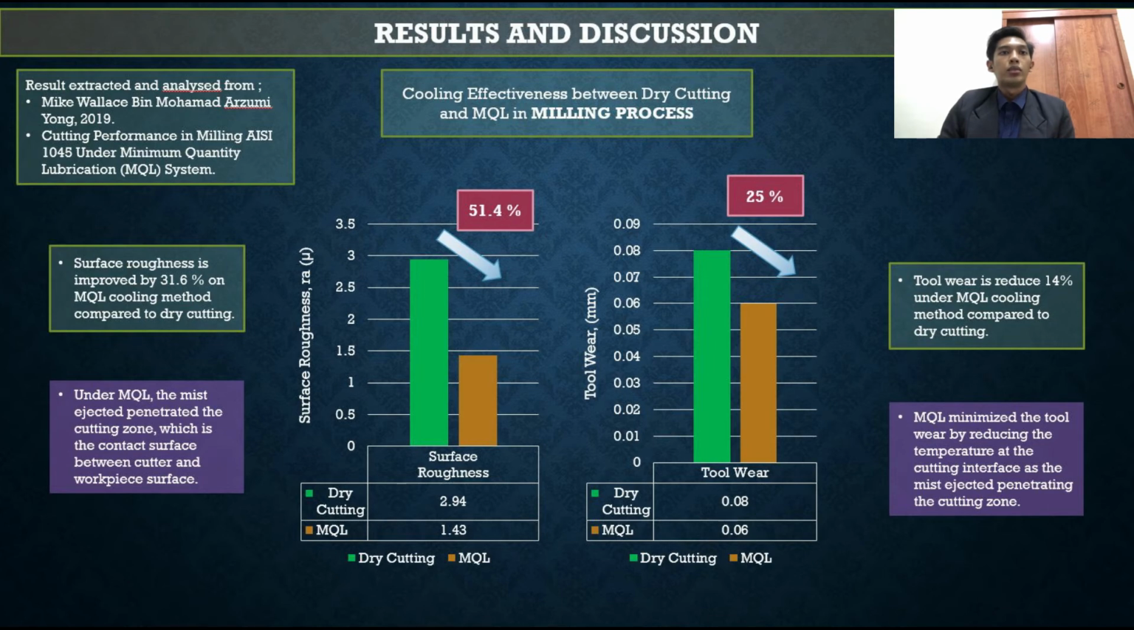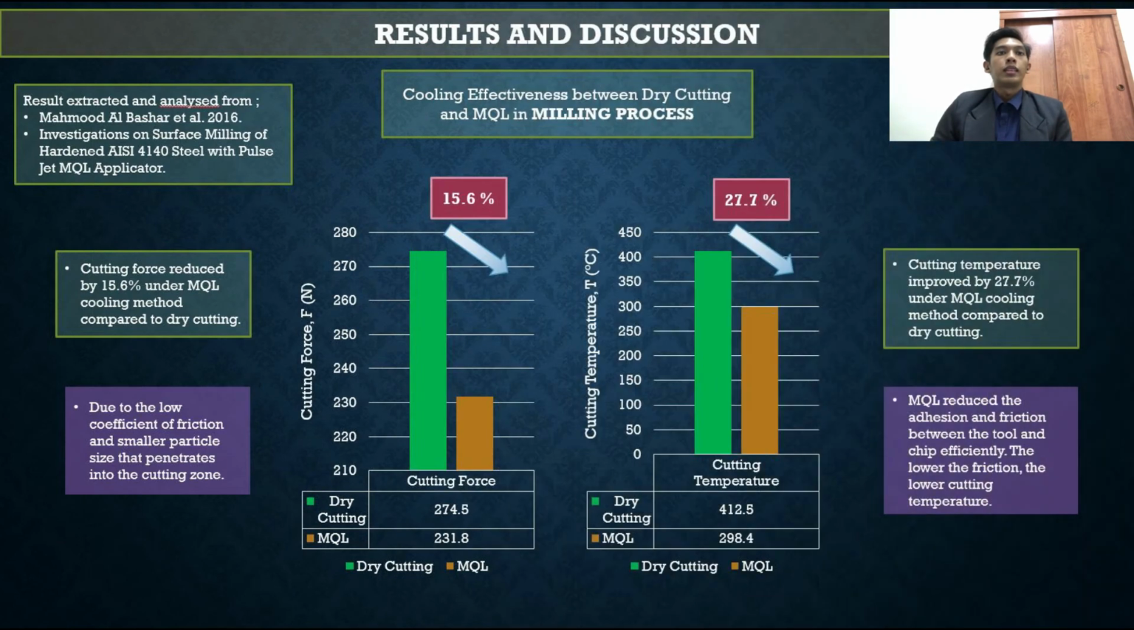Also, tool wear is reduced 14% under the MQL cooling method compared to dry cutting. This is because MQL minimizes the tool wear by reducing the temperature at the cutting interface as the mist ejected penetrates the cutting zone. So the next slide is cooling effectiveness between dry cutting and MQL under the milling process, between cutting force and cutting temperature.